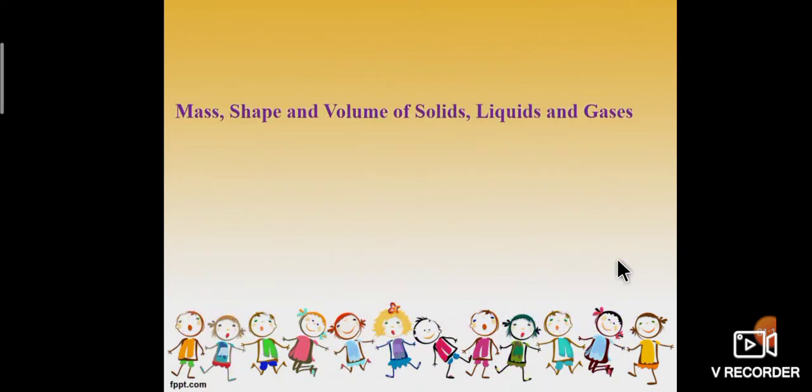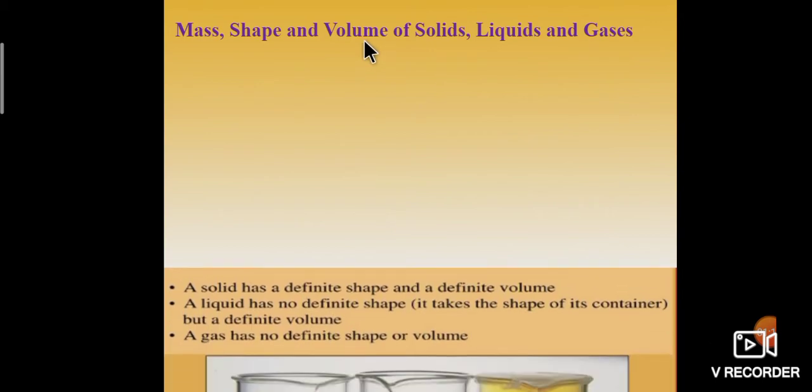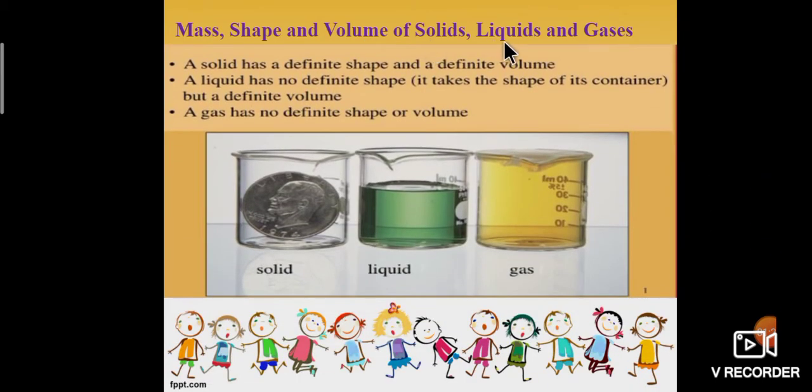Next we will see about mass, shape and volume of solid, liquid and gases. Many examples I explained earlier. From that we can say solid has definite shape and definite volume. Liquid has no definite shape because it takes the shape of the container. Also, liquid has definite volume. Gas has no definite shape or volume because it is a substance that expands to fill the space it is in.